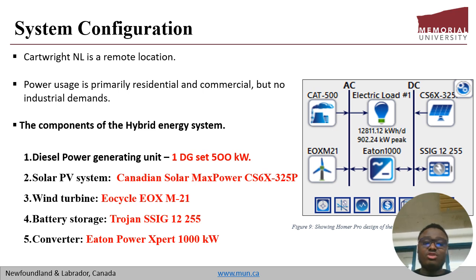We use the 500 kilowatt CAT generator, which is part of the generators that already exist in Cartwright. And then we used a 100 kilowatt wind turbine. We used a Trojan battery, which is about 225 Trojan battery. And then for the same thing, we used the solar panel. The solar panel is about 0.325 kilowatts.